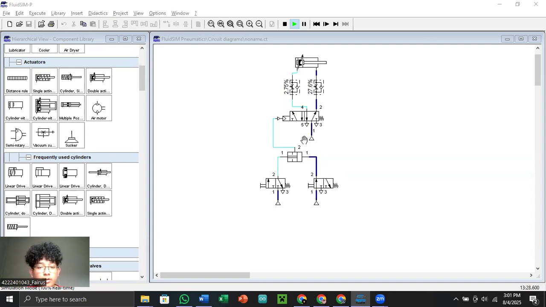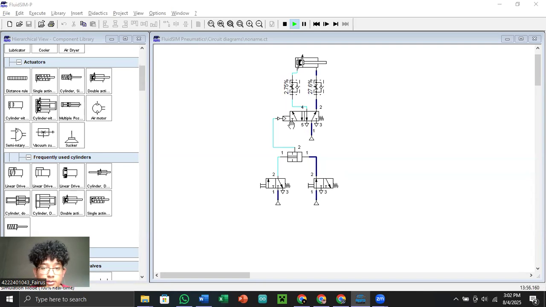And this time I will present my simple pneumatic circuit diagram. Before that, let me introduce myself. My name is Fairuz with NIM 4222401043.